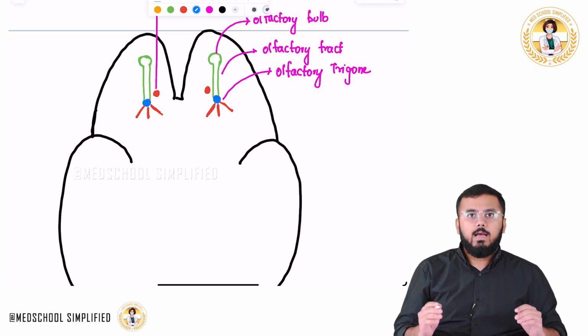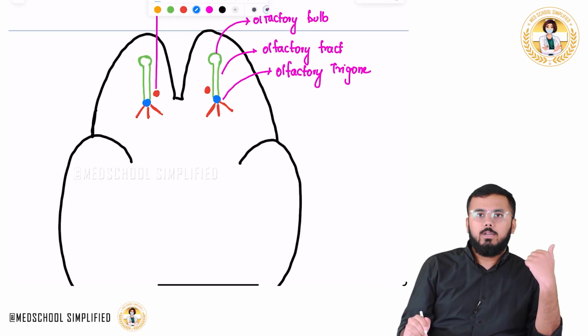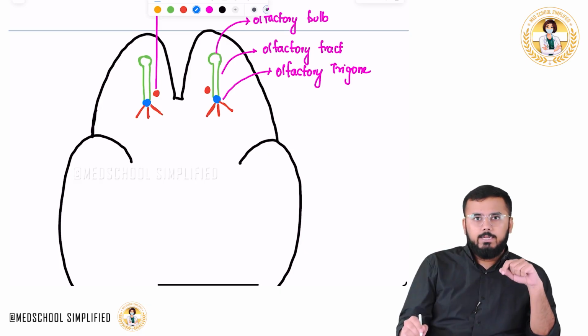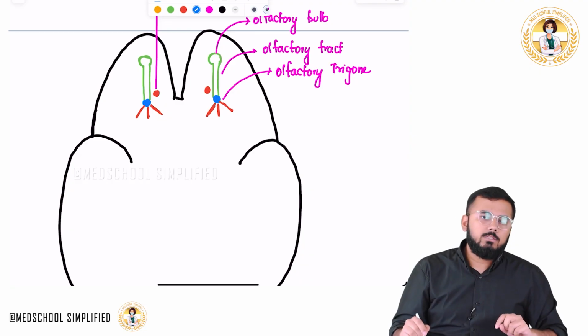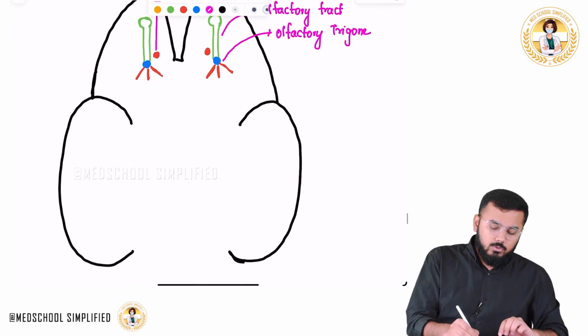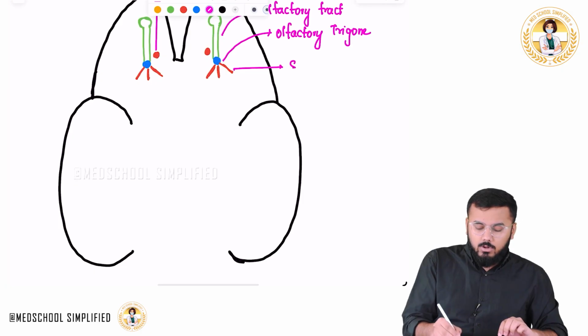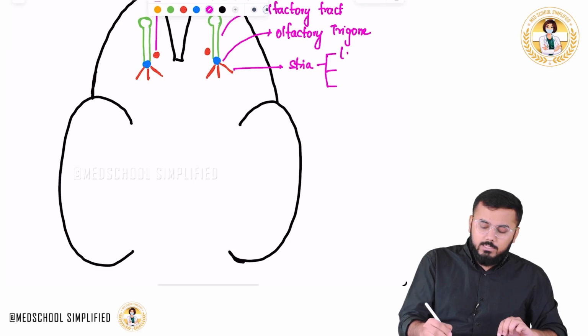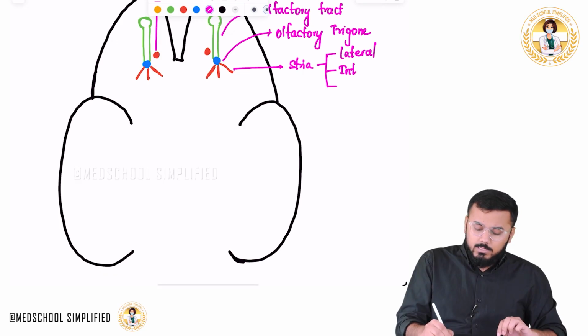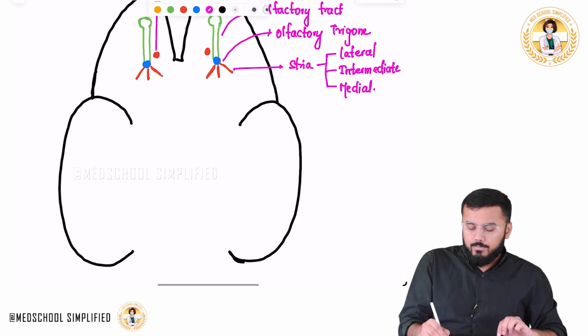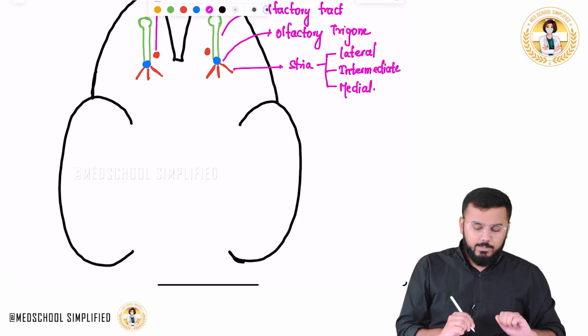One group of striae on the right and left, they are located laterally. These are called lateral striae. Next we have one in the center. This is called the intermediate striae. Another medially located. These are called medial striae. So there are three important striae. One is the lateral striae, another is the intermediate striae, and the third one is your medial striae. So these are the three different types of striae.